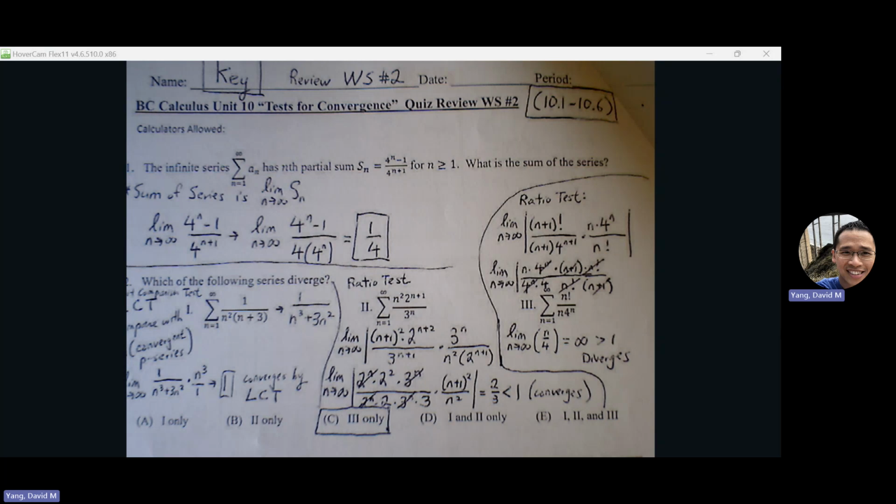What if you had a limit like this? The limit of this. We're basically just taking out the highest degree, ignoring anything else and just pulling the coefficient. So same thing here. Think of your 4 to the n as your highest degree, and you're just pulling the coefficients in front.